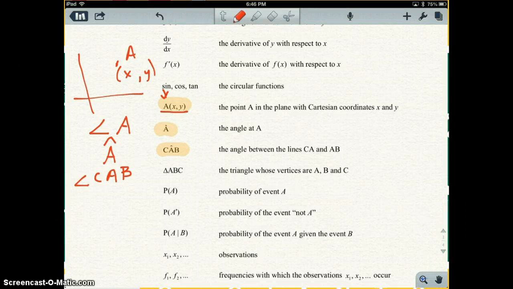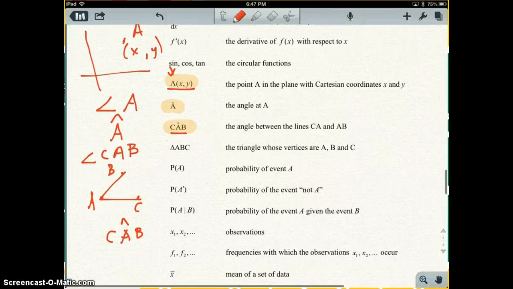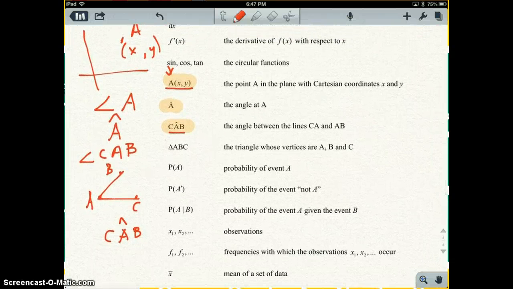Okay, you've seen it written like this. The angle has points on it. The vertex of the angle is labeled A, and then the two sides are labeled B and C. The way IB would write that is CAB, and they would put a caret over the A. Okay, so that's there.